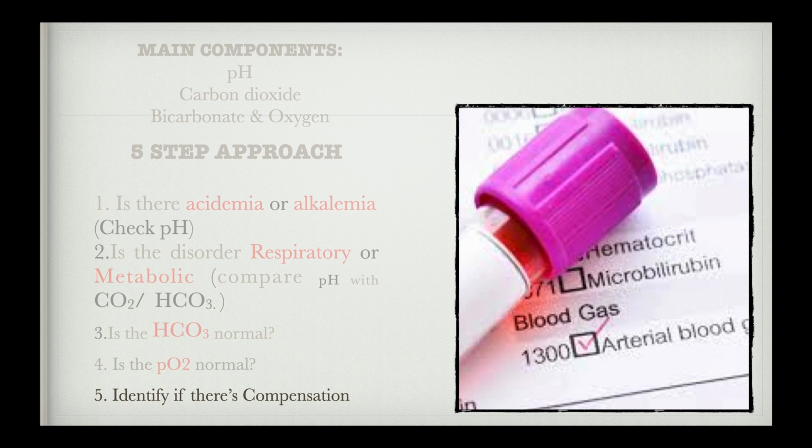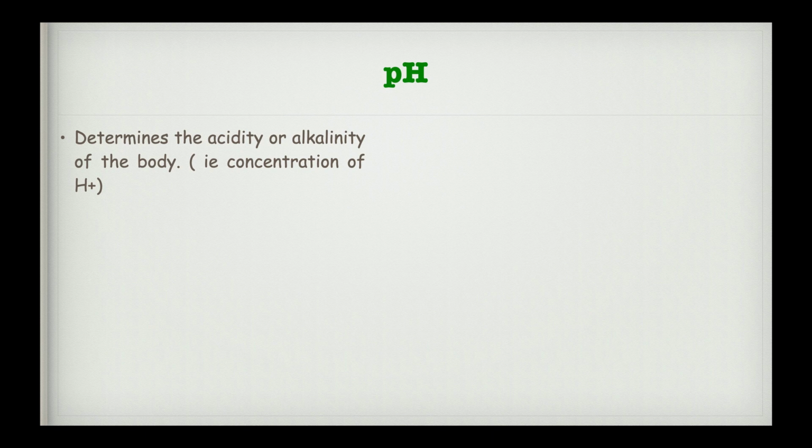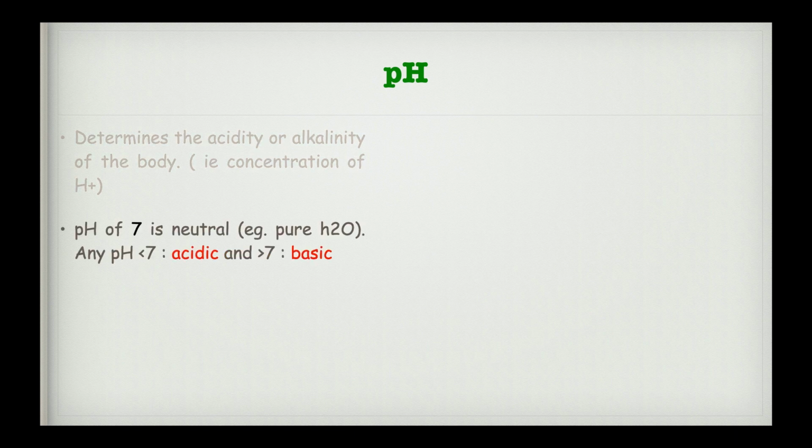But before we do that, let's first review the various components of the arterial blood gas. And so the first one is the pH. The pH determines the acidity or the alkalinity of the body. That is the concentration of hydrogen ions in the body. Now, pH of 7 is neutral. Example, pure water is said to be neutral because it has a pH of 7. Any pH less than 7 is referred to as acidic, and a pH of more than 7 is basic.